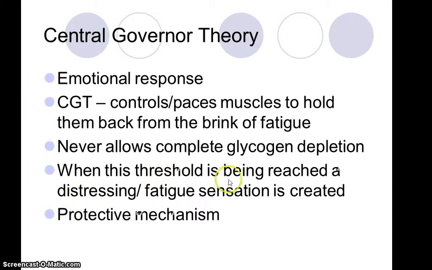Okay, so when that threshold is being reached, a distressing or a fatigue sensation is created, and this is kind of like a protective mechanism, almost what I talked to you about Golgi tendons and such previously. Alright, so this is basically designed never to allow complete glycogen depletion, so it holds us back from the brink of fatigue. So it's not actually our muscles that are telling us we've got to stop. It's actually a psychological, something that's happening in our brain. We'll talk about that a little bit more in lesson. Hopefully that makes sense. I've got a couple of questions for you on Friday, but you need to make sure you know all that stuff for then. Alright, good stuff.